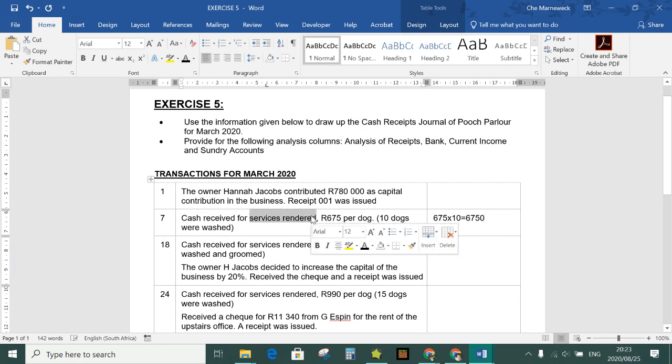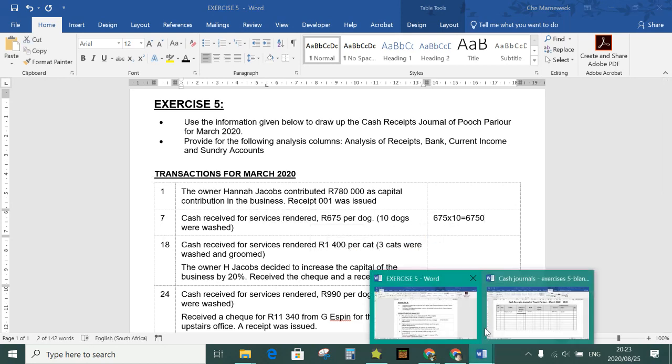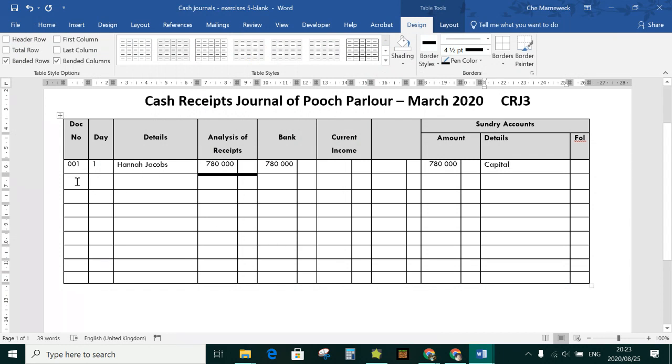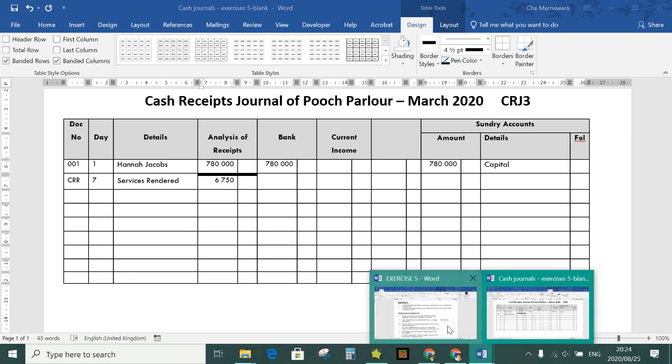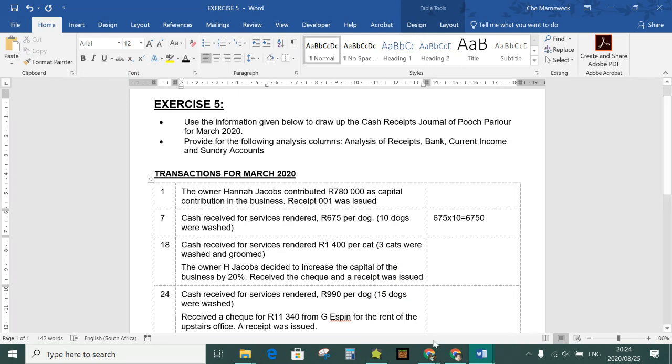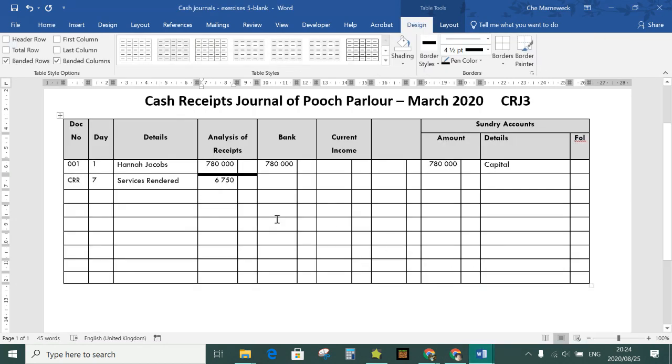Services rendered, that would be recorded as CRR, cash register roll, happening on day 7. Services rendered, received 6,750 Rand. Do we receive more money on day 7? We have a look. Sorry, this one. No, we don't. So it's the end of the day.